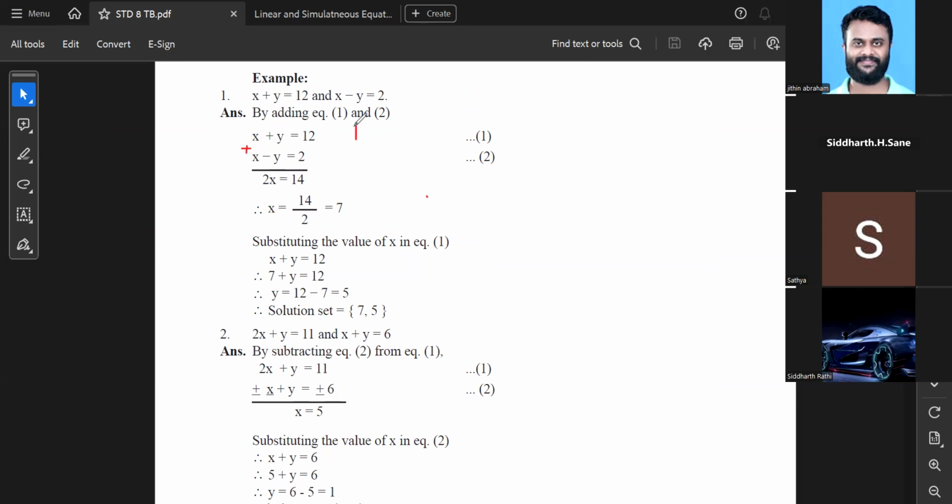Now, there is one more method. Some people might think, sir, instead of adding, what if we subtract? Normally when we subtract, it's not compulsory that every time the variable should get eliminated. It's not so easy. We'll have to think. Sometimes addition only can eliminate, subtraction will not eliminate. Sometimes subtraction eliminates, but addition will not eliminate. So we'll have to think and do either addition or subtraction.